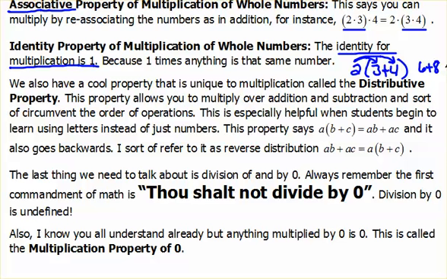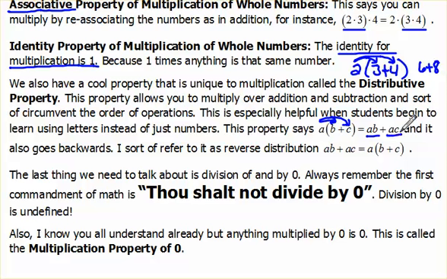But where it really comes into play is when we move into algebra and we have all the letters, and we still need to be able to multiply and simplify expressions. So that's where that comes into play. Whenever you're talking about letters, the property says if you have A times (B plus C), you can distribute that A multiplication throughout the parentheses. So it becomes A times B, plus A times C.